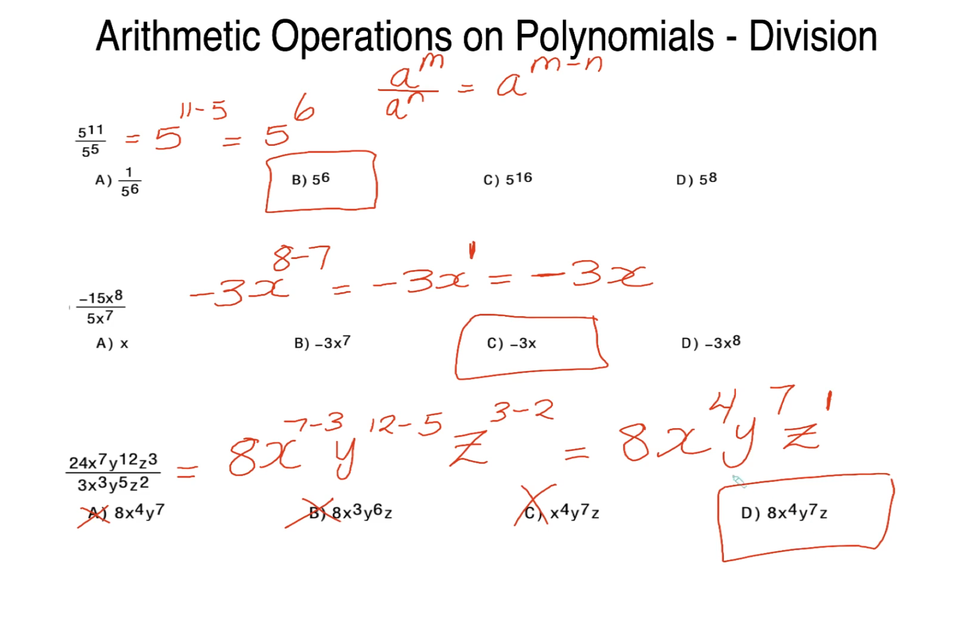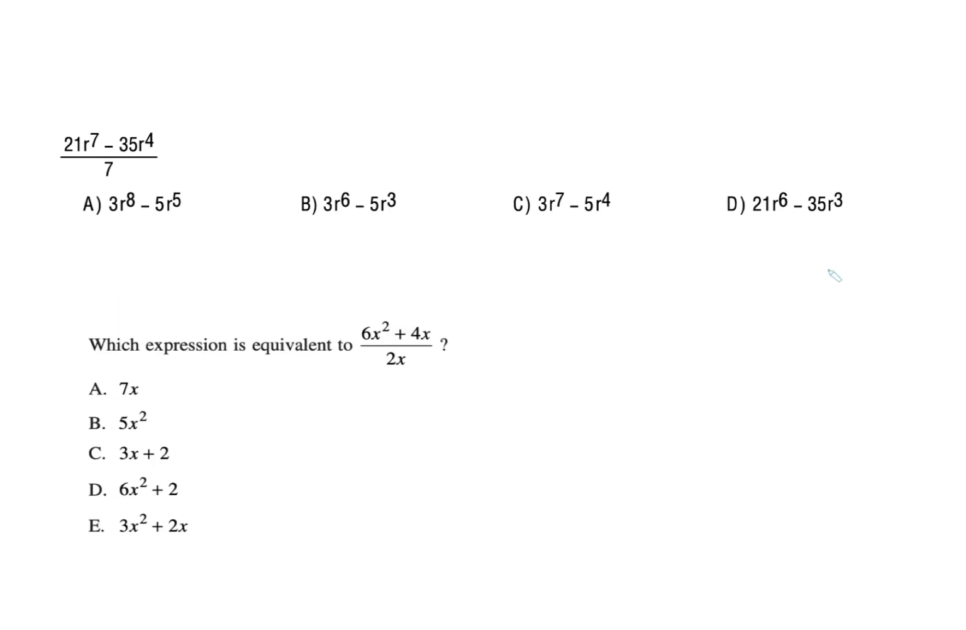Always remember when you're dividing and your bases match, keep your base and subtract your exponents. We're actually going to start dividing our polynomials. I have here 21r to the 7th minus 35r to the 4th divided by 7. So to divide this, we're going to do it just like how we did the multiplication and also the addition and the subtraction, one term by one term.